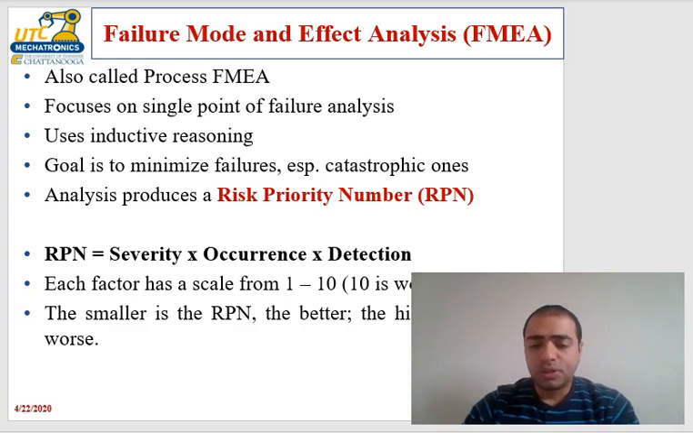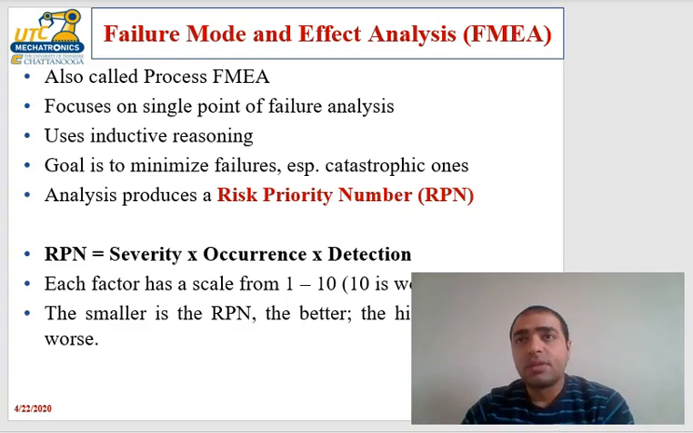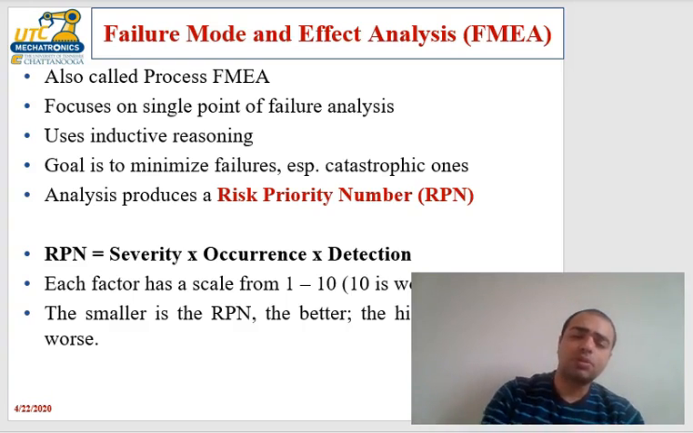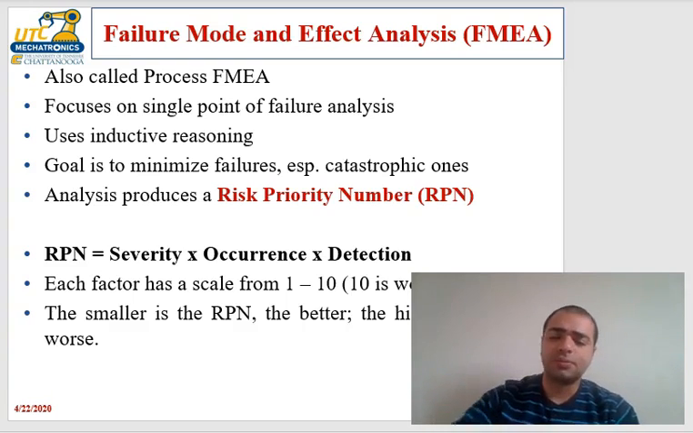Detection, the same thing. 1 means it is easily detected. 10 means it is very difficult to detect. So you multiply the three numbers to get the RPN.